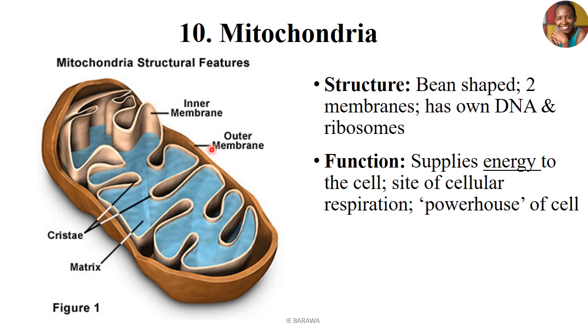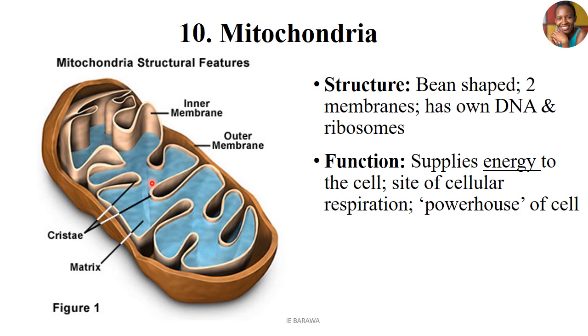So it has the outer membrane and the inner membrane. The interesting part is that the inner membrane has projections, and these projections are what we call cristae. This projection is very key because it helps in increasing surface area for the purpose of energy generation. So with the cristae increasing the surface area, we have the matrix inside the mitochondria, and the matrix is the site for the cellular mechanisms, or cellular respiration.